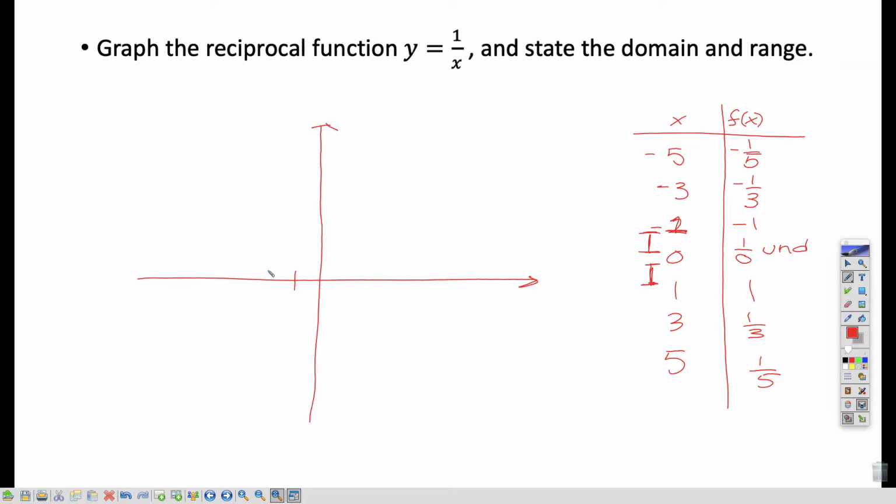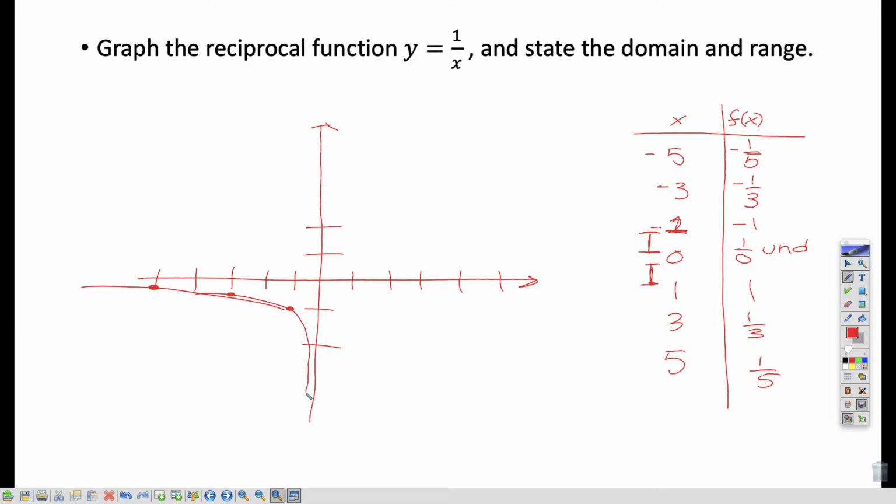Okay, so 1, 2, 3, 4, 5. 1, 2, 3, 4, 5. 1, 2. Okay, so at 5, it's a fifth, right? Negative a fifth. You got it. And then a third. And then 1. And we talked about what this is going to do. It's going to do what? Start going down. It's going to shoot to negative infinity.